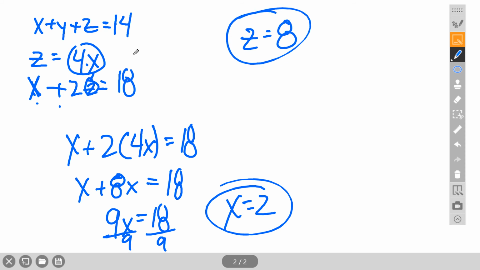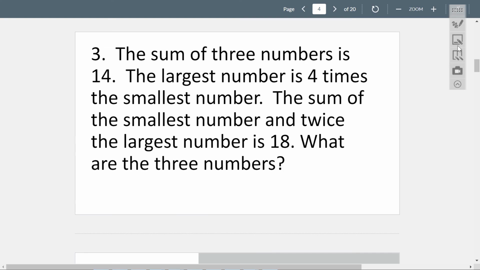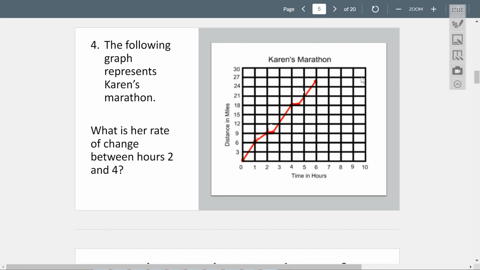And the sum of all these numbers is 14. So 8 plus 2 is 10. So this one must be equal to 4. So 2, 4, and 8 are our three numbers there.